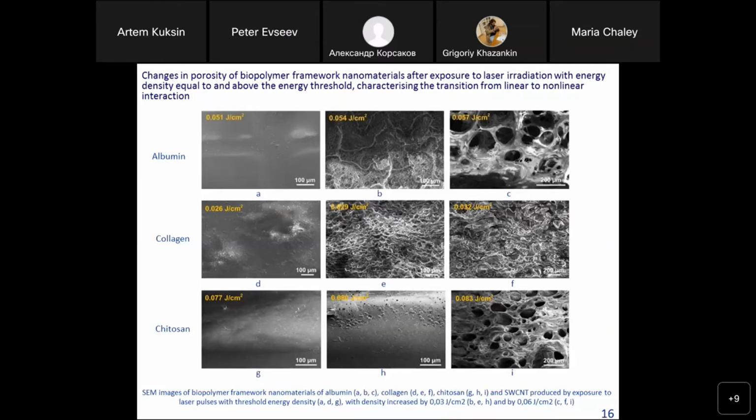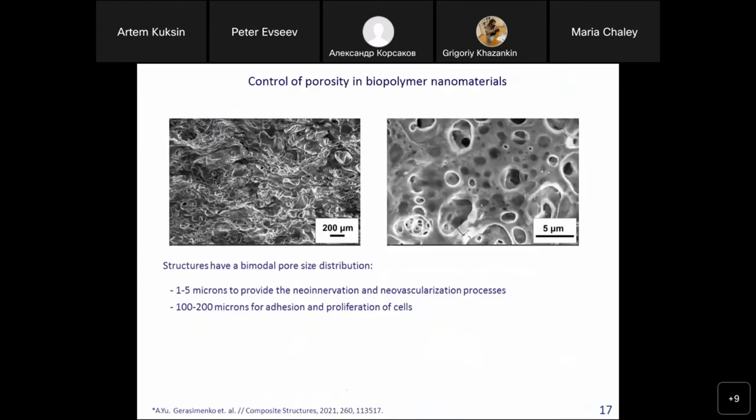An increase in the radiation intensity above the threshold value affects the increase in the porosity of nanomaterials in the matrix of three biopolymers. We study morphology and porosity of structures in more detail by scanning electron microscopy. The structures have a bimodal pore size distribution, as can be seen from the slide, from 1 to 5 microns to provide the neoinnervation and neovascularization process, and from 100 to 200 microns for adhesion and proliferation of cells. Nanomaterials have a porosity of about 70%.